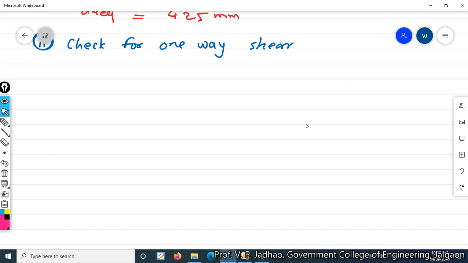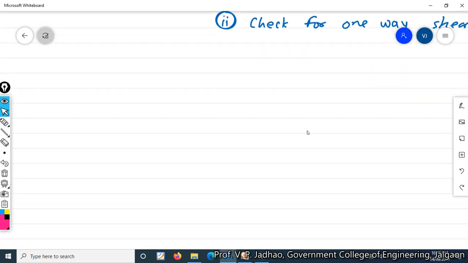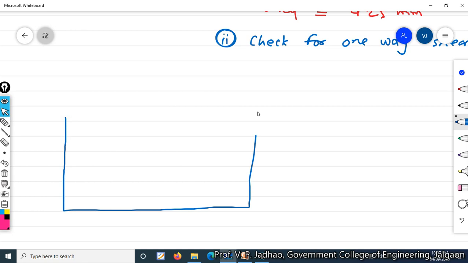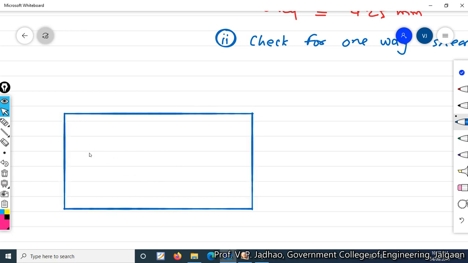For this particular case we have the loading and the arrangement of our footing. The arrangement of our footing is something like this. This is in plan. I am drawing this in plan. Now we have one column like this, and another column like this, and another column like this.